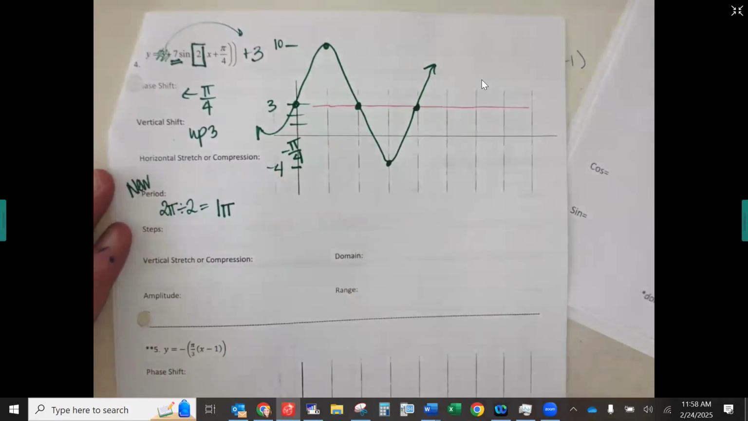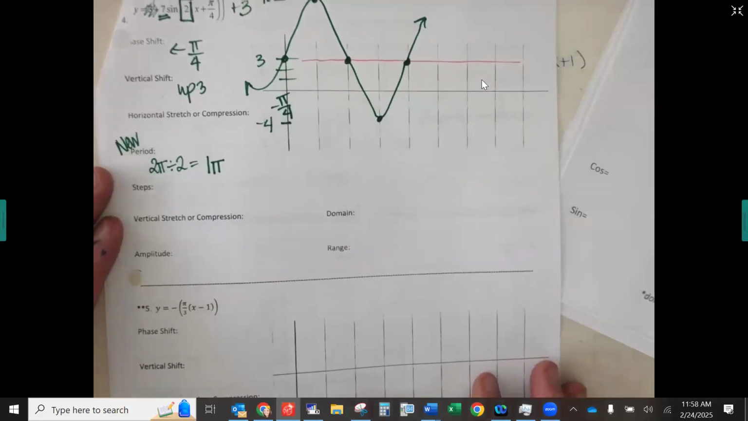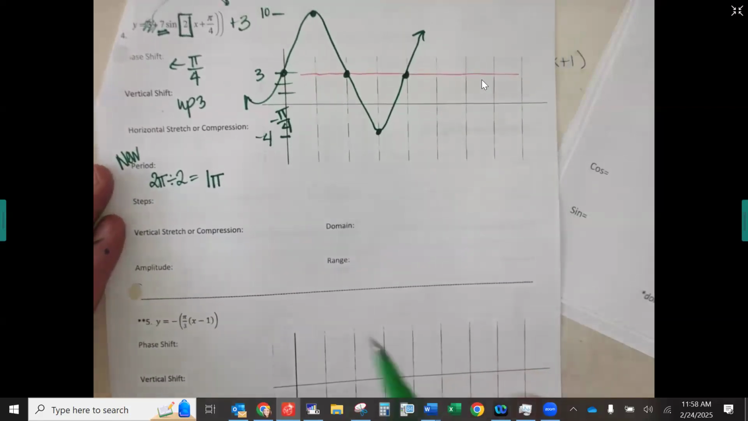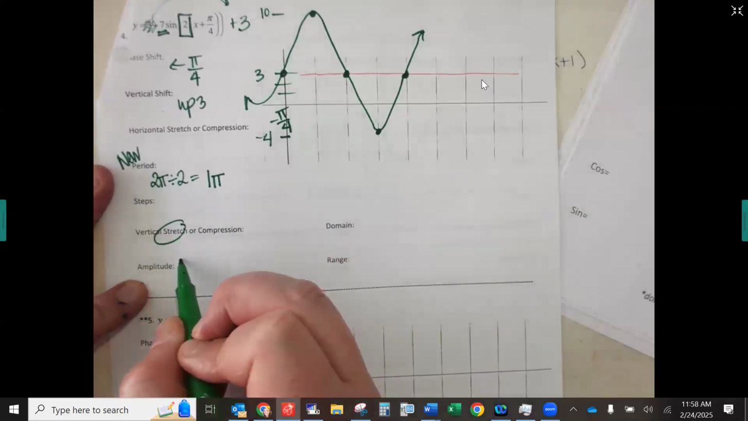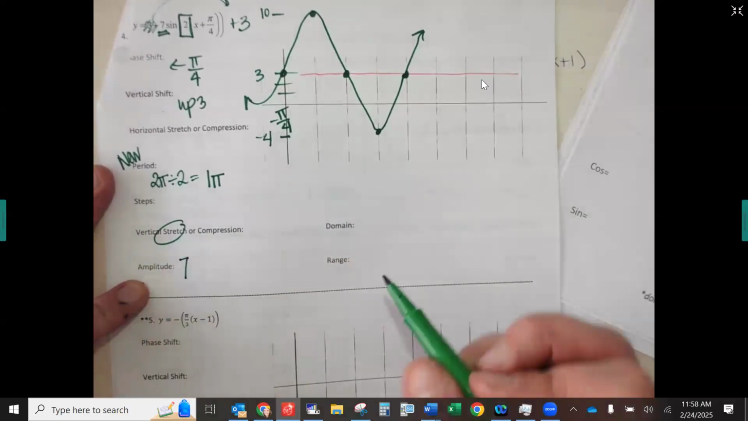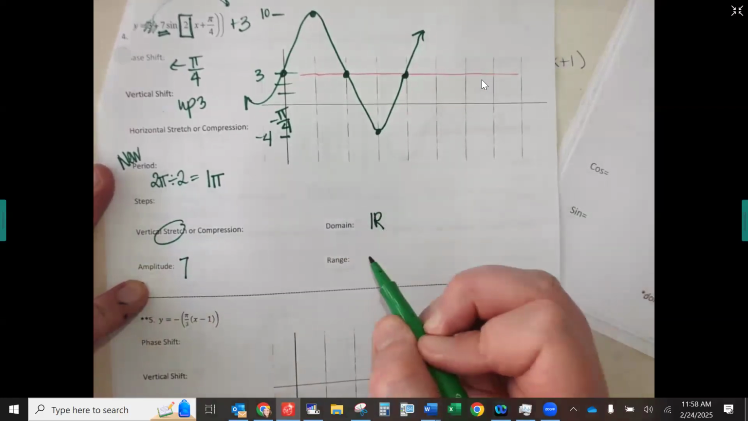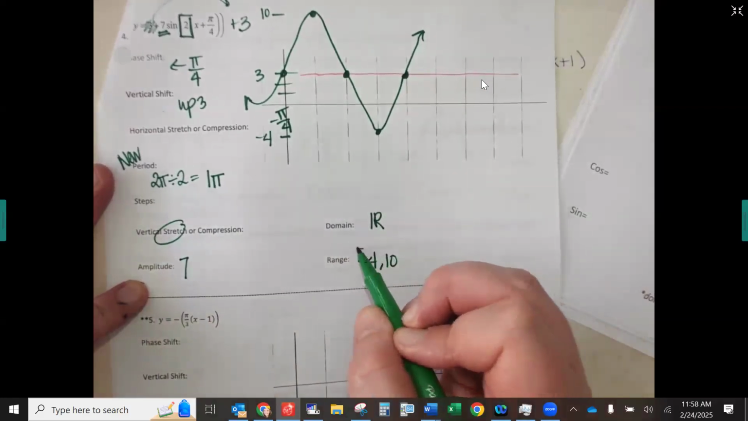But what question are we on? Number 4. We just finished it. Oh, come on. Okay, then I didn't fill in the bottom of this, but was it a stretch or a compression vertically? Stretch with an amplitude of 7. Domain is all real numbers, and my range is -4 to 10.